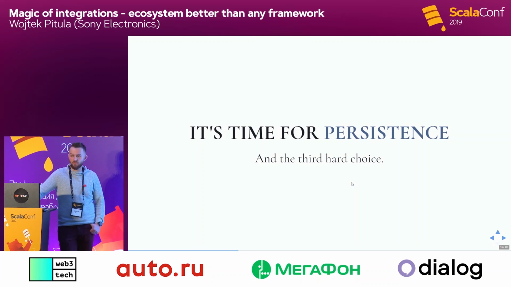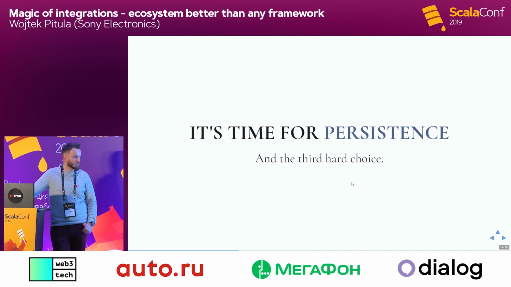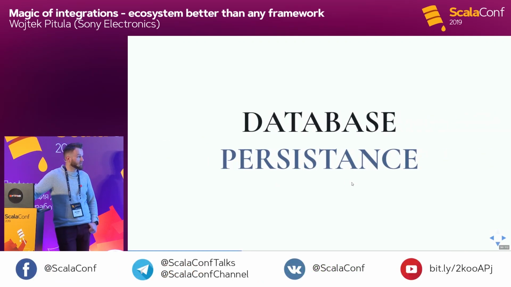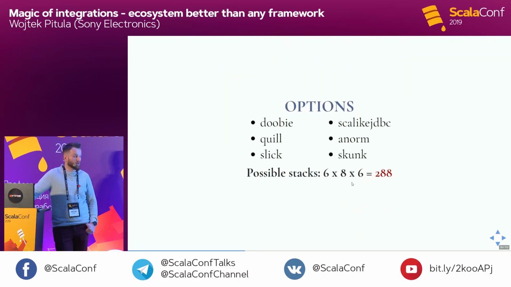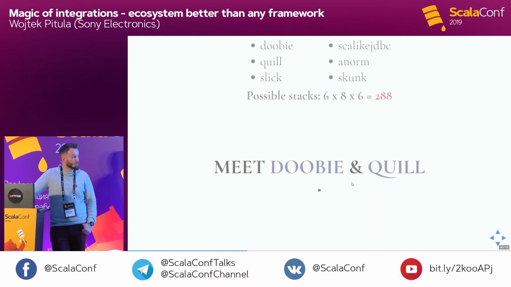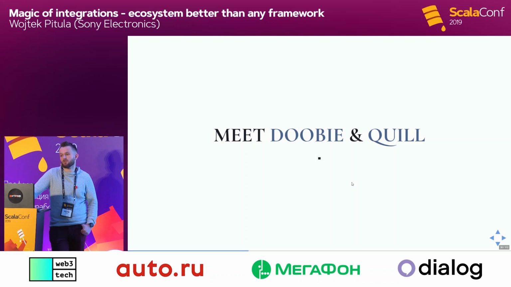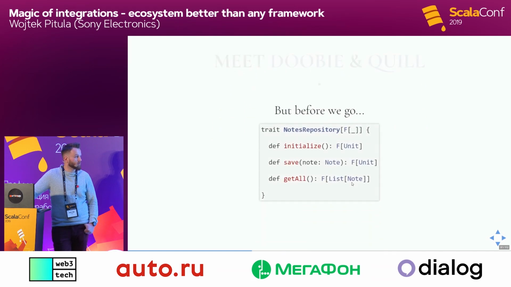But we haven't kept our nodes anywhere, right? We don't have any kind of storage. And this brings us to the third hard choice, and it's database persistence. And here, once again, we have a couple of options and almost 300 possible stacks. And this time, I will show you not one, but two libraries. And I will show you Doobie and Quill.